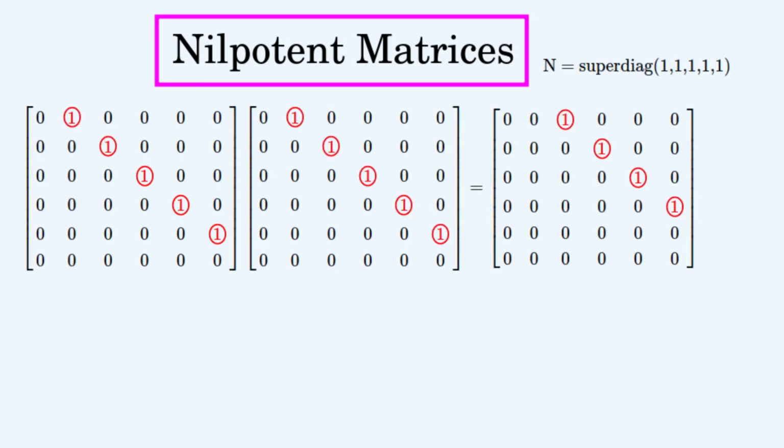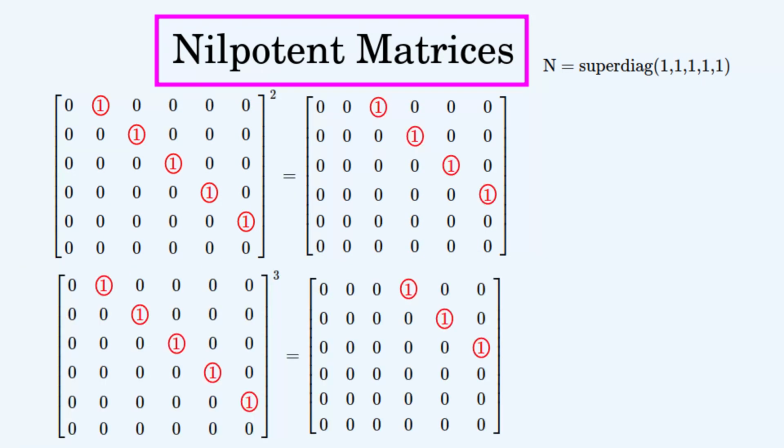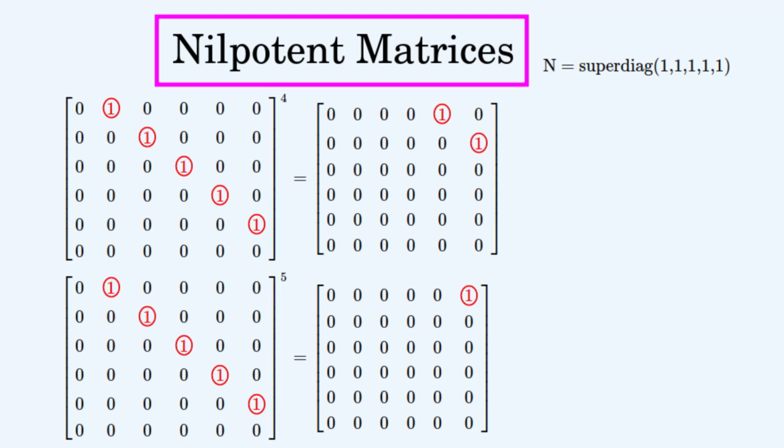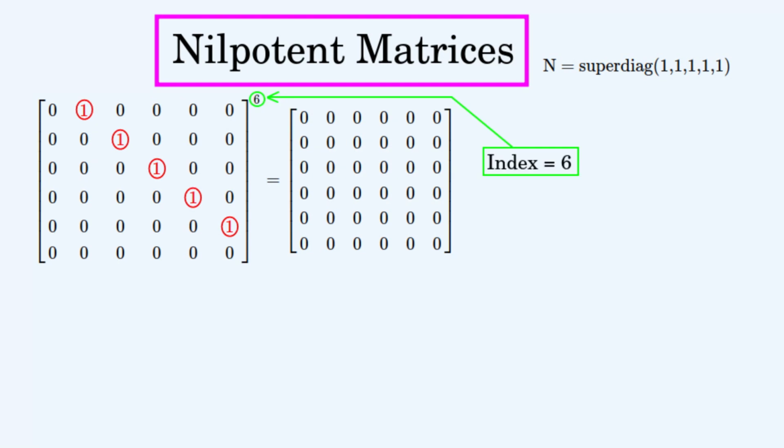Squaring it shifts the diagonal like this. Now there are fewer ones. And here is its square and cube. And here it is raised to the fourth and fifth powers. And finally here it is raised to the sixth power. And this is the minimum power necessary to raise it so as to get the zero matrix. So its index is 6.